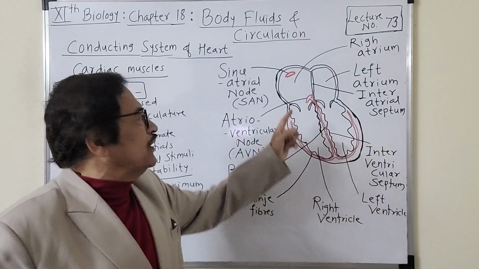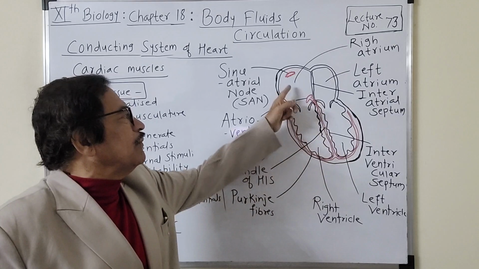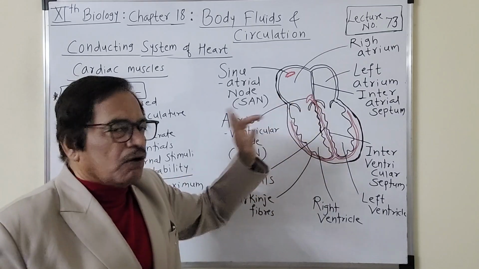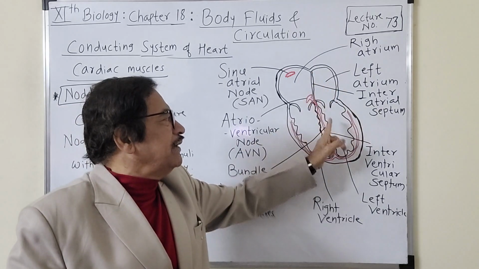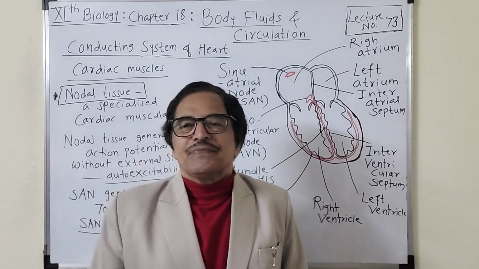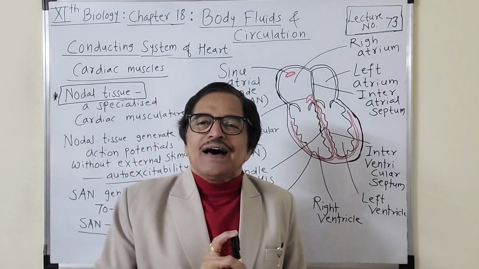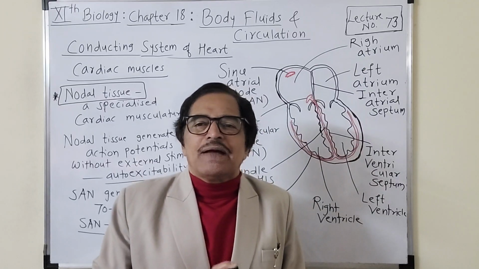The valve present at the right atrioventricular opening, what is the name of that? That is called the tricuspid valve. And the valve present between the left atrium and the left ventricle is called what? The bicuspid valve.